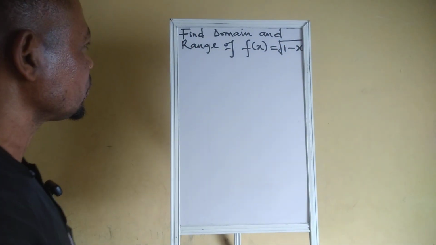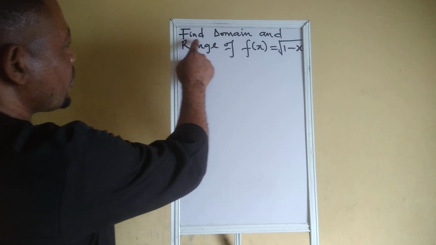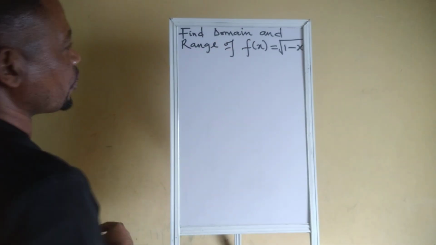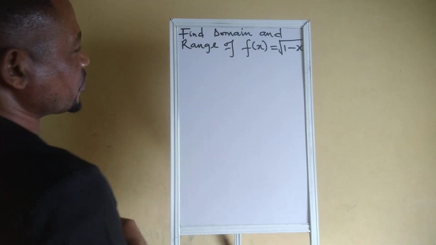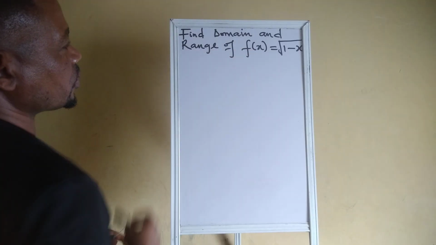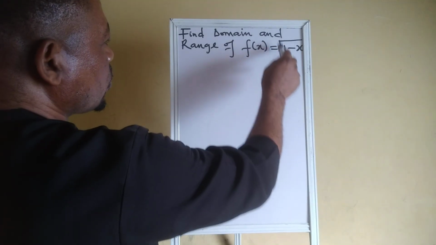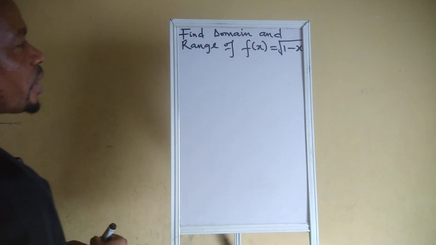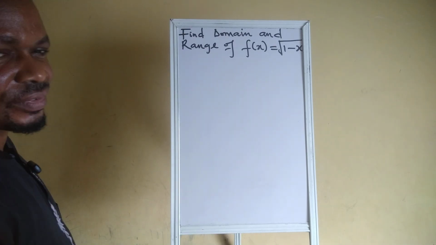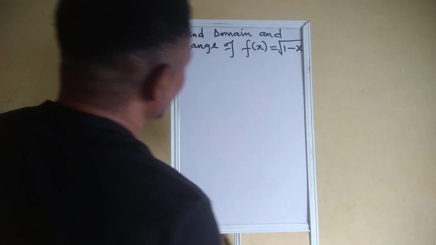Let's go. Now, look at this wonderful question. The question says, find the domain and range of the function f of x, which is equal to the square root of 1 minus x. Now, what do we actually do here?